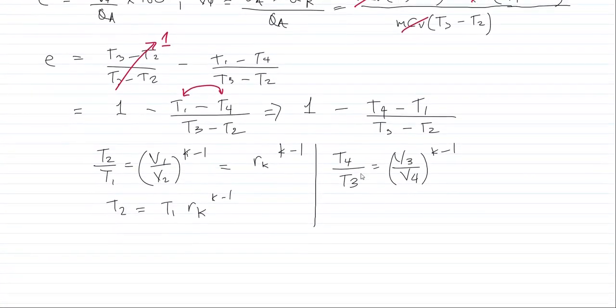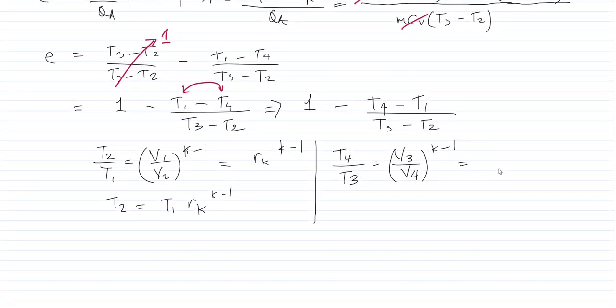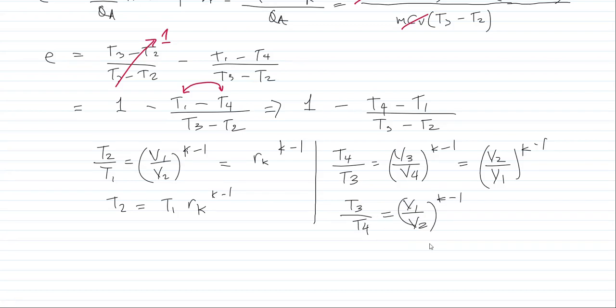Okay? V3 is equal to V2 and V4 is equal to V1. So this is raised to k minus 1. Your T4 over T3, if I get the reciprocal, I should get T3 over T4 is equal to V1 over V2, again, raised to k minus 1. And V1 over V2 is R sub k raised to k minus 1. So therefore, T3 is equal to T4 times R sub k raised to k minus 1.